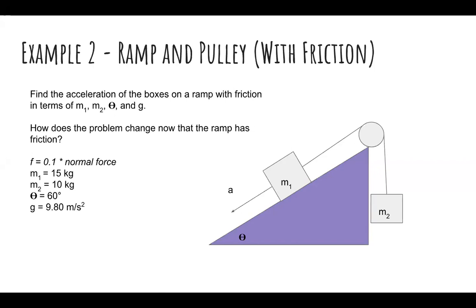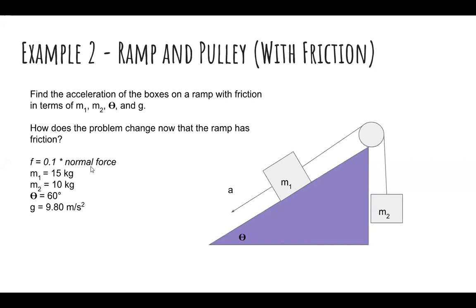Okay, so example 2 is very similar. We have the same kind of ramp system. The only difference is that we're including friction in this problem. And we're also going to be calculating this in terms of numbers and values instead of variables.